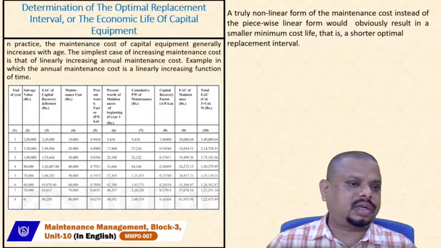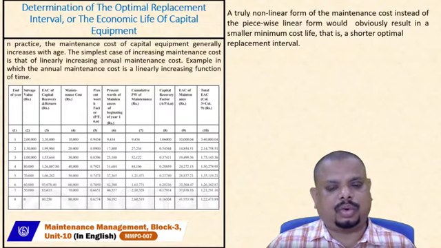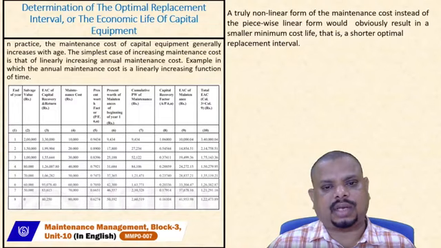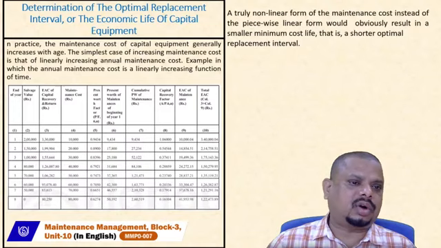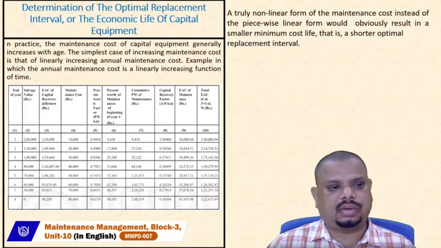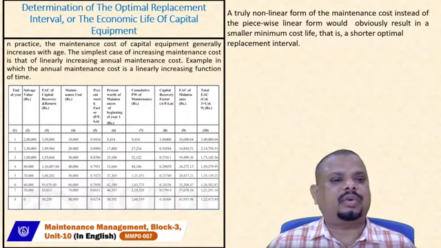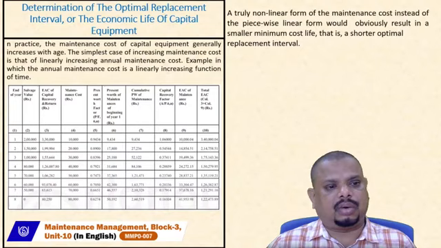As far as the practical use of machines is concerned, when the machine is used more than the first year, second year, third year, up to 10 years, automatically the equipment cost increases with age. And with respect to maintenance, the annual maintenance cost increases linearly. So I have given an example of annual maintenance cost as a linearly increasing function of time with the increase of age.